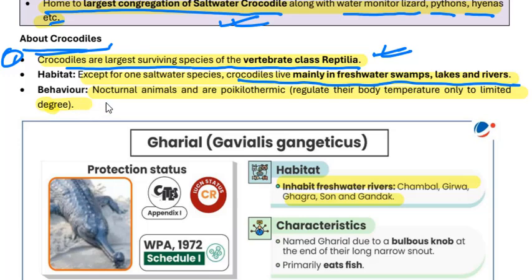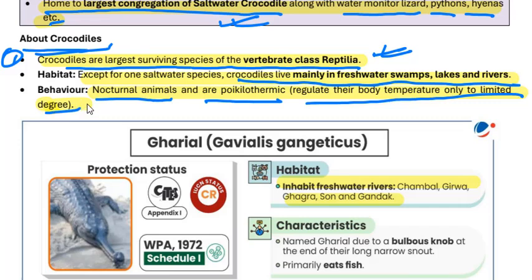Behavior: they are nocturnal animals and are poikilothermic. What is poikilothermic? Poikilothermic means they regulate their body temperature only to a limited degree. Means they are not warm blooded, they are actually cold blooded species. So they can regulate their body temperature up to a limited degree.